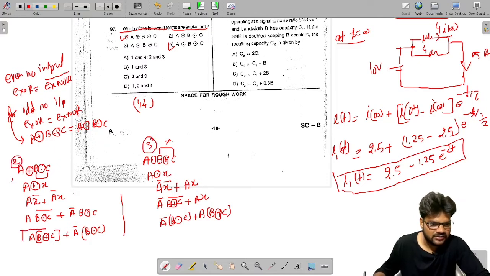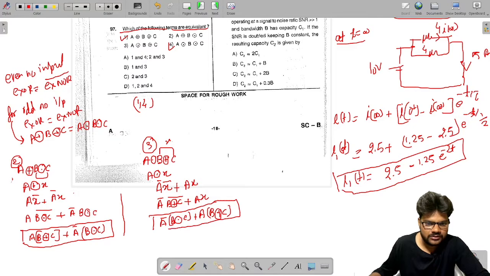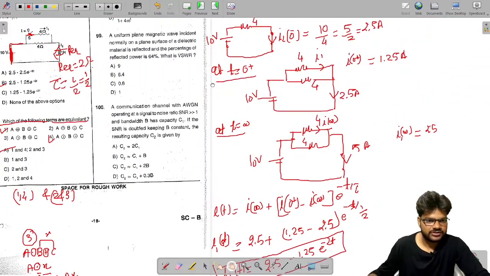And if we check, we got second one is A B XOR C plus A bar B XOR C, and this is A B XOR C plus A bar B XOR C. So second and third we got equal, right? So we can say first and 4 are equal, and second and third are also equal. So correct option will be A. Now let us go to next question.